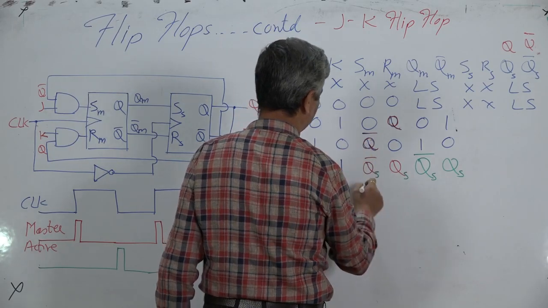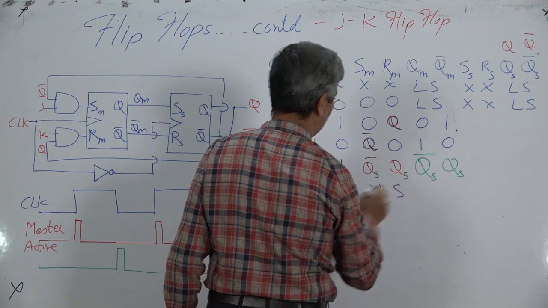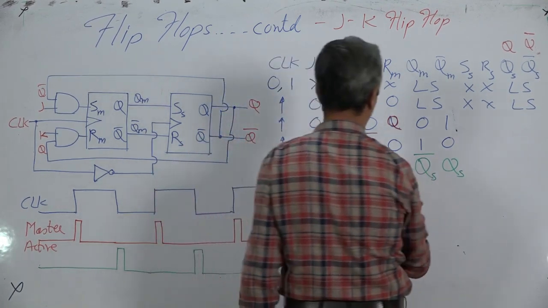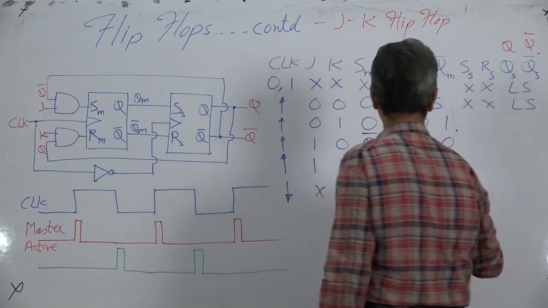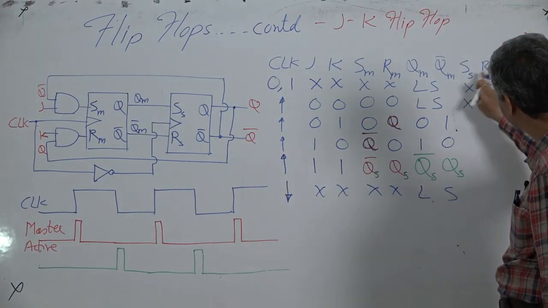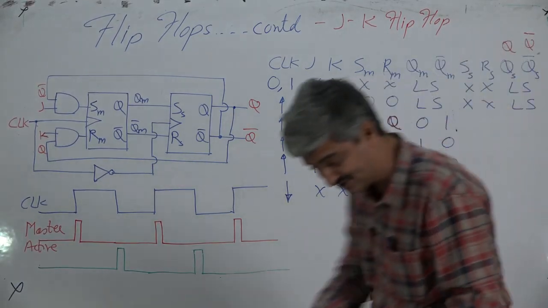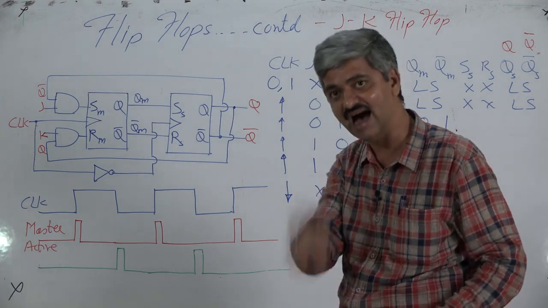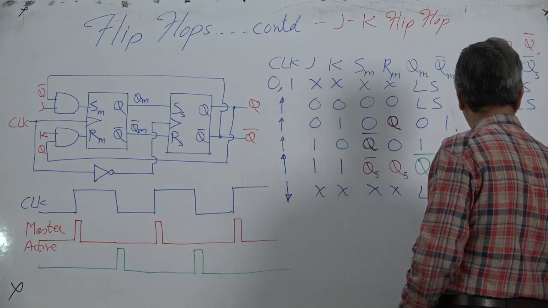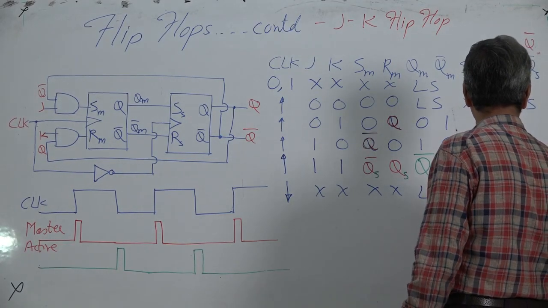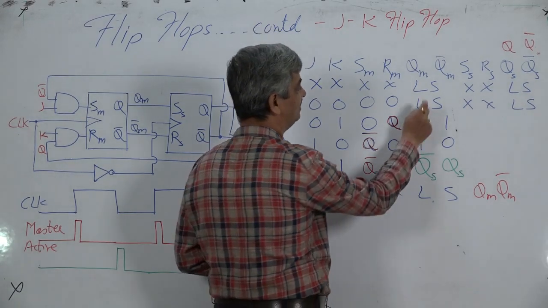And then at the time of the falling edge, in any case, this will maintain the last state, irrespective of this. And now what are SS and RS? SS and RS are always QM and QM bar, that is these two outputs.